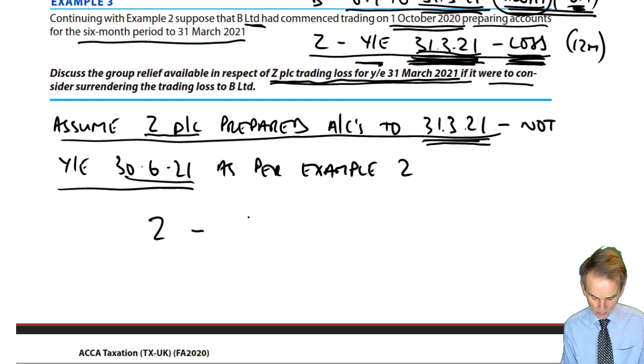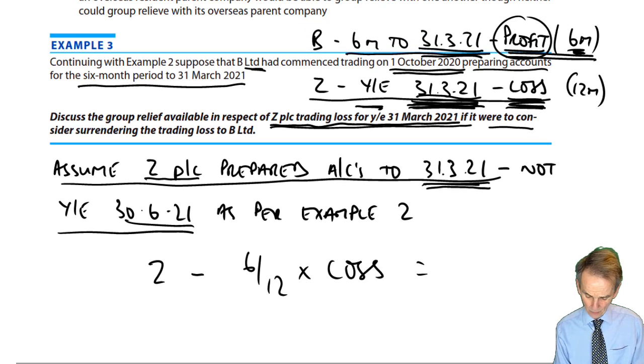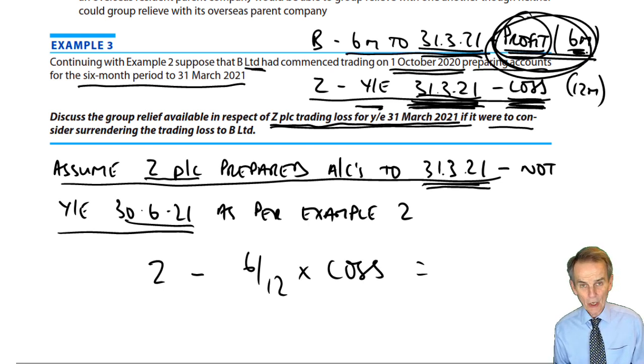So for Z, we will take 6/12 of that loss, and whatever that comes out to, any or all of that loss could be group relieved against that entire 6 months of profit. So 6/12 of the loss corresponds with the 6-month profit period. That's the comparison that you make. Whatever that loss figure was, you take 6/12 of it, and that would give you the amount of loss to go against the profit for B Limited's 6 months to March 21.